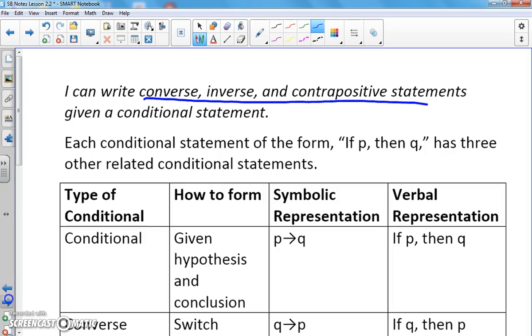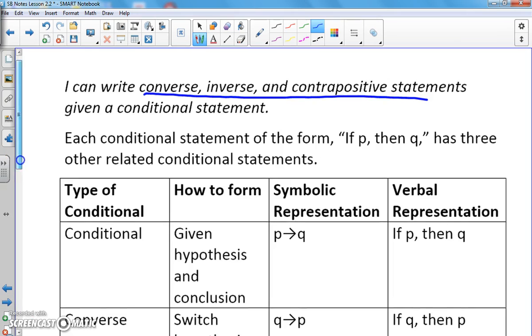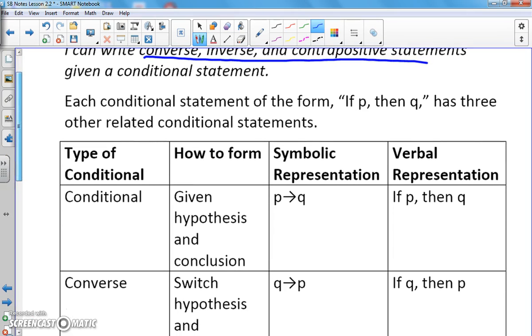Each conditional statement of the form, if P then Q, has what we call related conditionals. For this example, we're just going to tell you that you're given your hypothesis and conclusion. Usually what you're given is the conditional statement. Our symbolism is given to you here with if P then Q. Verbally, that's how we say that, if P then Q.